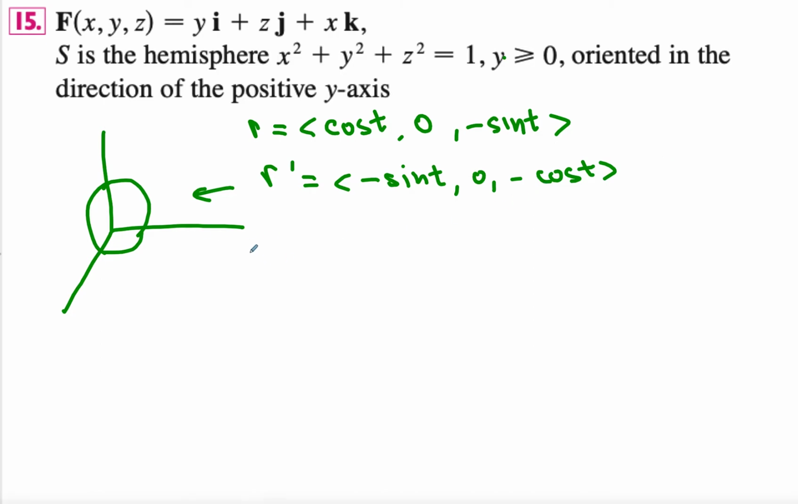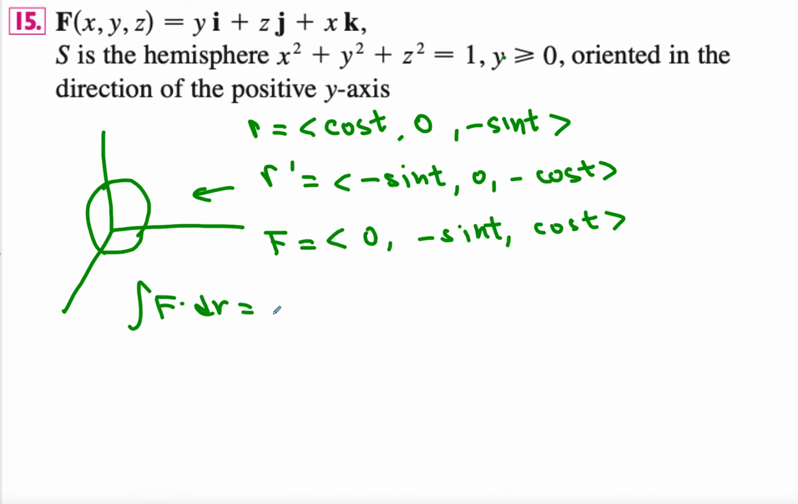And we need to figure out the value of F. y is equal to 0 here. z, which was negative sine, and then x, which was cosine. So then F dot dr now becomes, when I dot these, the 0s go away, and I'm left with negative cosine squared t dt, which goes from 0 to 2 pi.